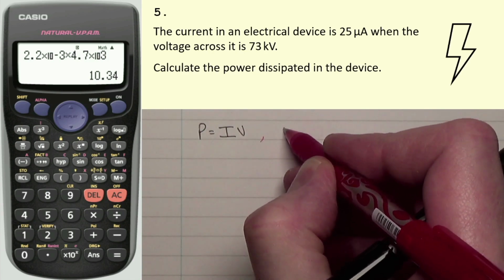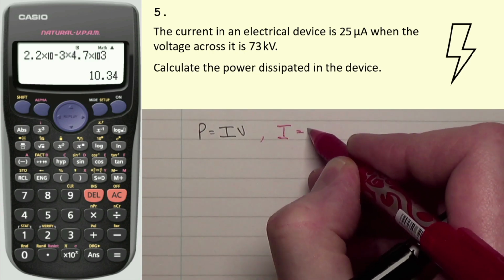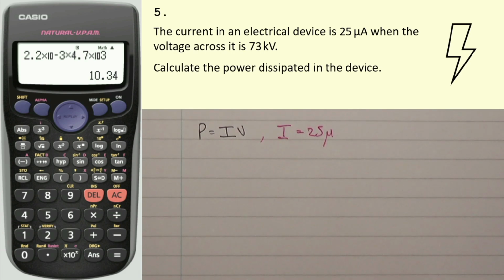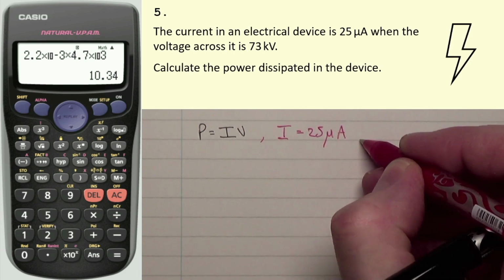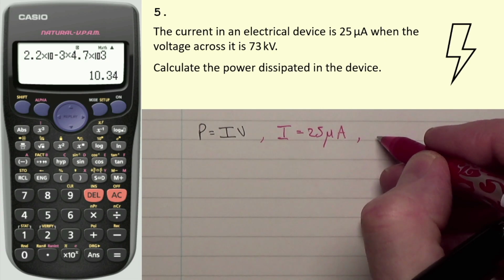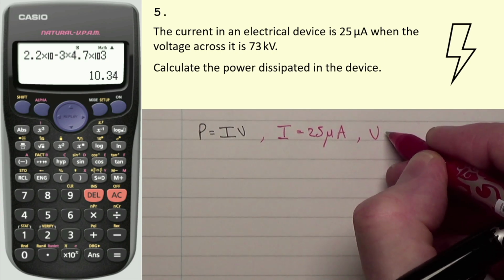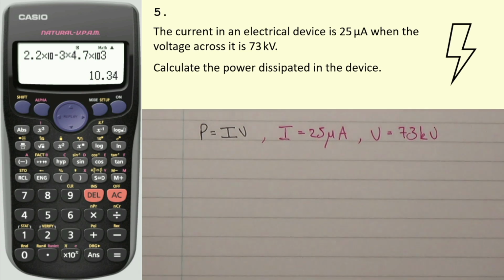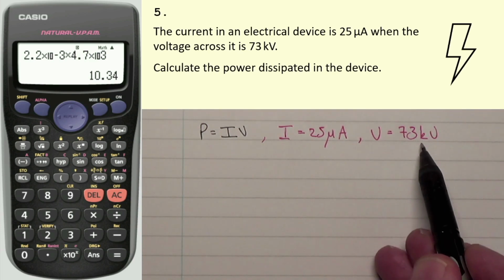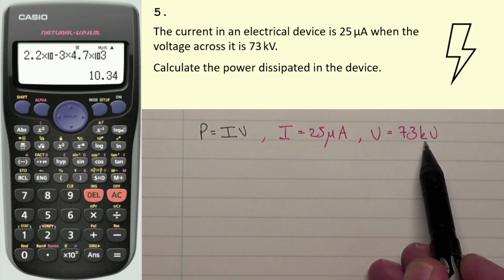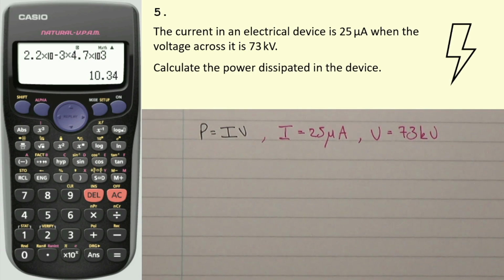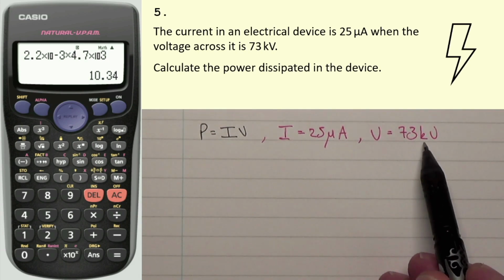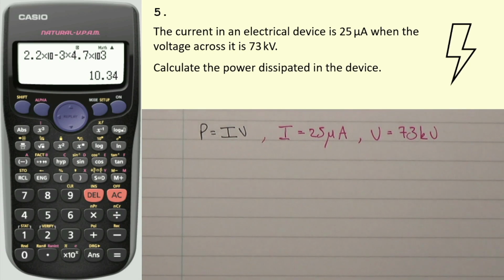Now current I is equal to 25. You've got that one to remember, micro. And you have, of course, V is 73 kilovolts. So if you can try and remember, what does micro, of course, stand for, and what about kilo? So as I said, for kilograms, for mass, we don't have to change that, but this one we do have to change kilovolts to volts.